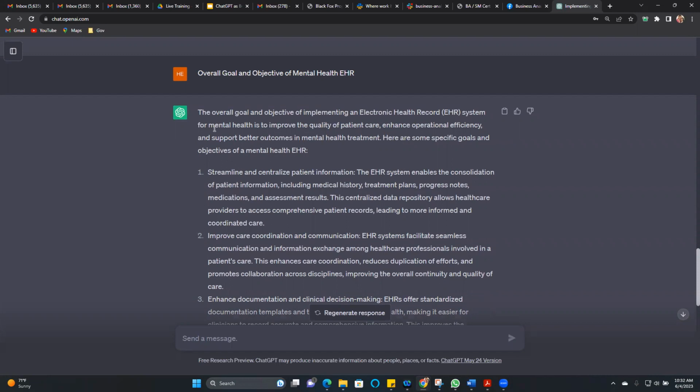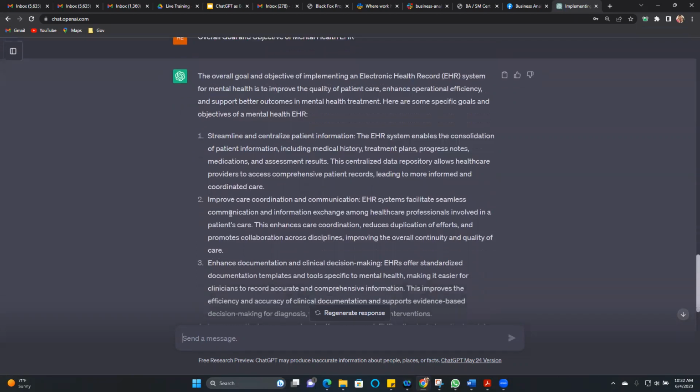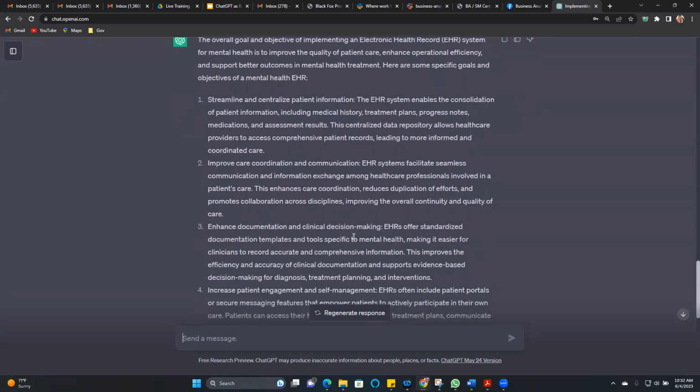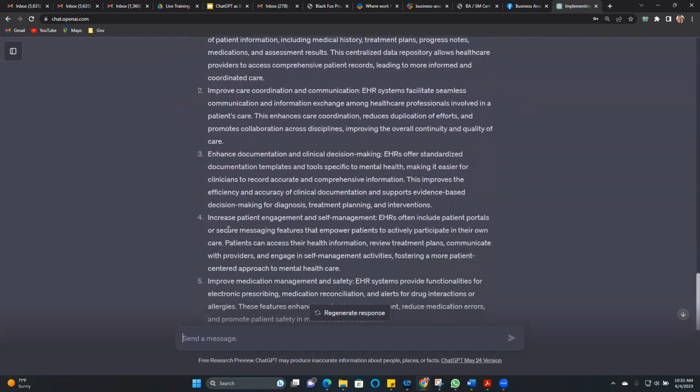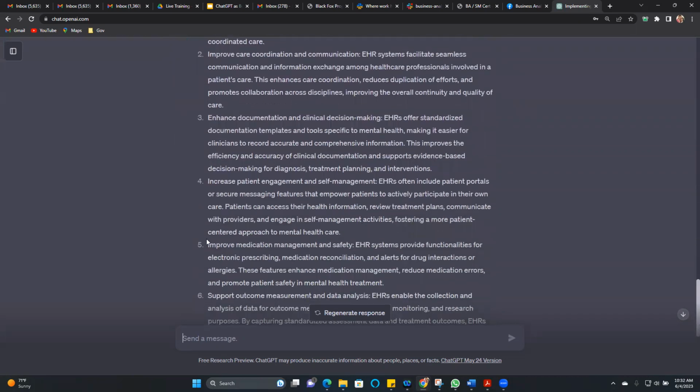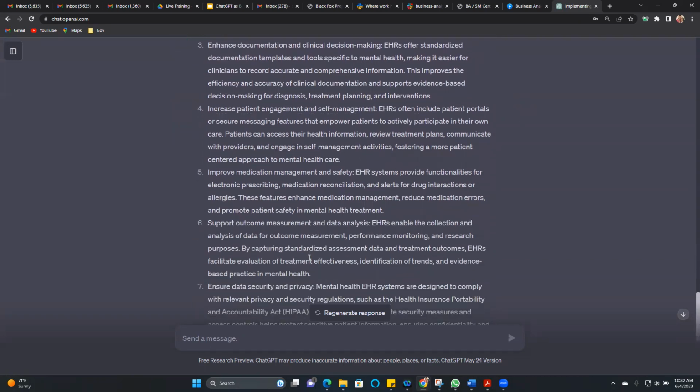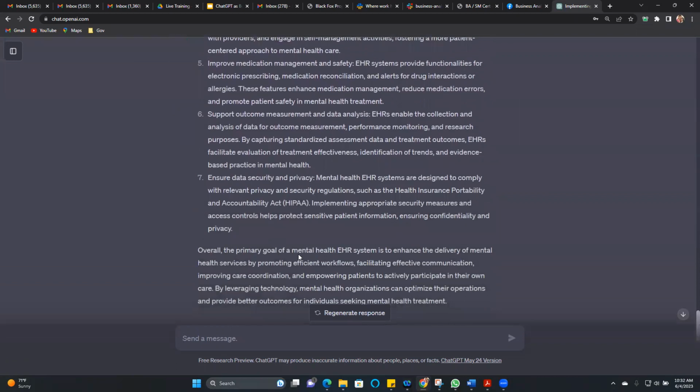documentation. So it says overall goal and objective of implementing an electronic health record system for mental health is to improve quality of care for patients, enhance operational efficiency, and support better outcomes in mental health treatment. Here are some specific goals and objectives of mental health EHR. Streamline and centralize patient information, improve care coordination and communication, enhance documentation and clinical decision-making, increase patient engagement and self-management, improve medication management and safety, support outcome measurement and data analysis, ensure data security and privacy. Overall, the primary goal of mental health EHR is to enhance the delivery of mental health services by promoting efficient workflows, facilitating effective communication, improving care coordination.